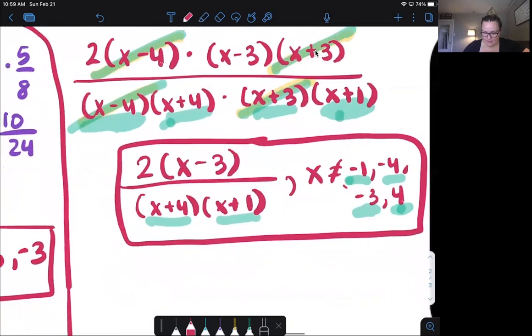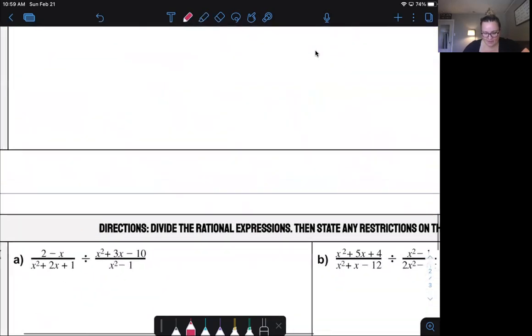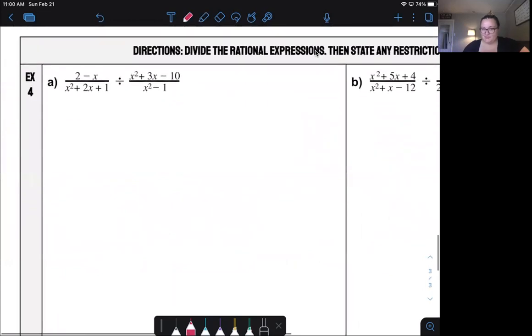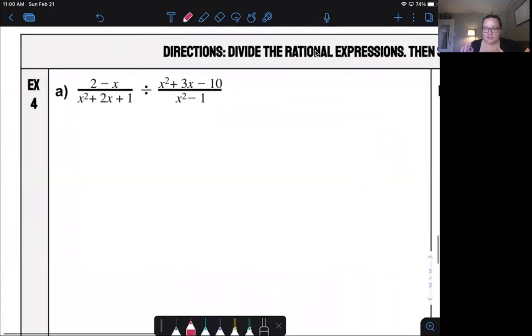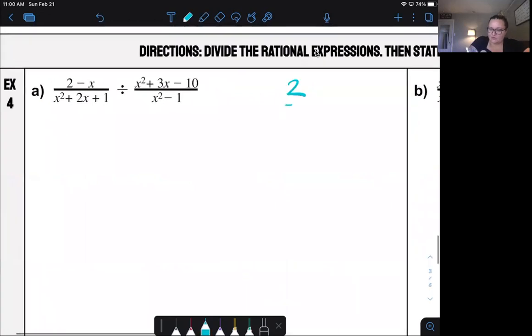All right, so that's multiplication. Now let's do division in example 4. So we're going to divide these fractions, and we're going to state the restrictions on the variable again. So division is easier than it looks. I don't know if you recall, but if you took 2/3 and divided it by 5/4, you can change the division with fractions to multiplication. You just have to flip the second fraction.